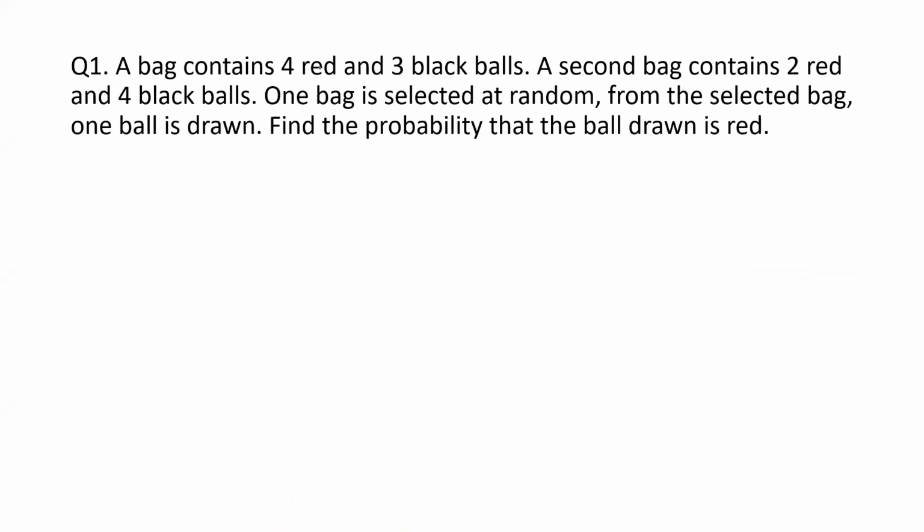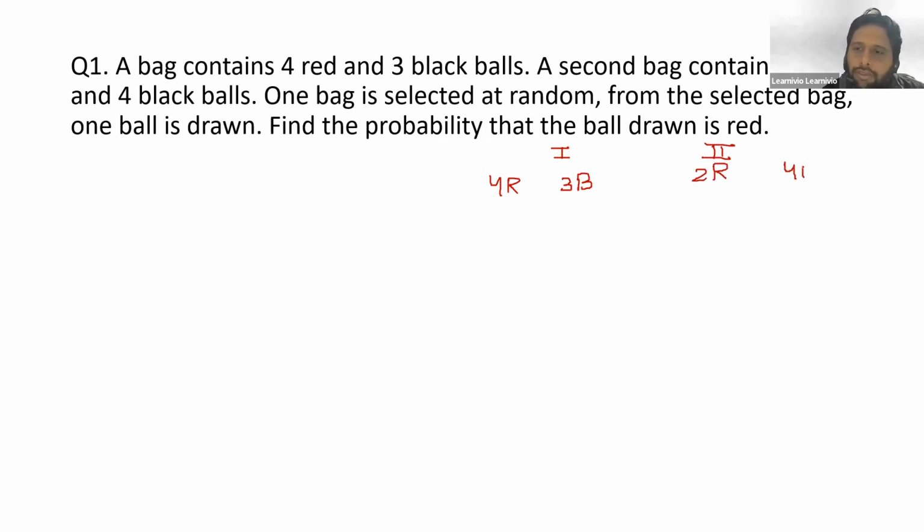Try this question. I will explain this to you. The question is: a bag contains 4 red and 3 black balls. So the first bag has 4 red and 3 black. Second bag, 2 red and 4 black. One bag is selected, and from the selected bag, one ball is drawn. Find the probability that the ball drawn is red. So let A be the event of getting a red ball.